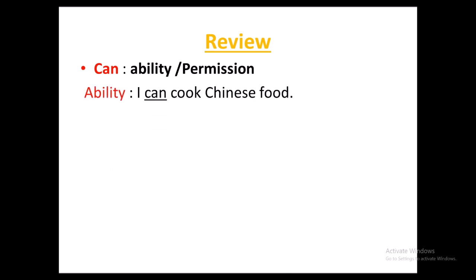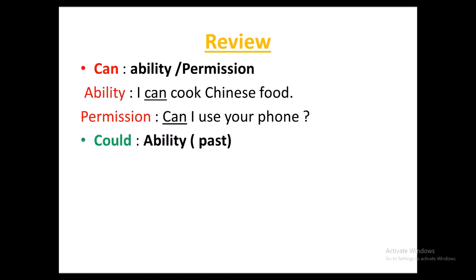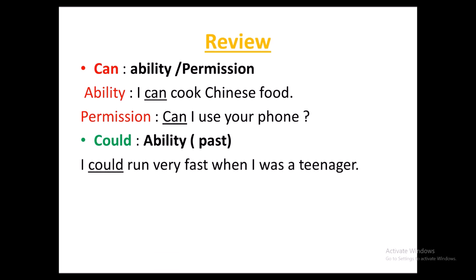Like ability. I can cook Chinese food. You are Khmer, but you can cook Chinese food, which is good. Your ability. Permission. Can I use your phone? Okay. When you want to use somebody's phone, you need to ask for permission. Another one, could. Okay, we talk about ability, but which is in the past. Like, I could run very fast when I was a teenager, and now in the present, you cannot run very fast anymore because you are too old and so weak and something like that.